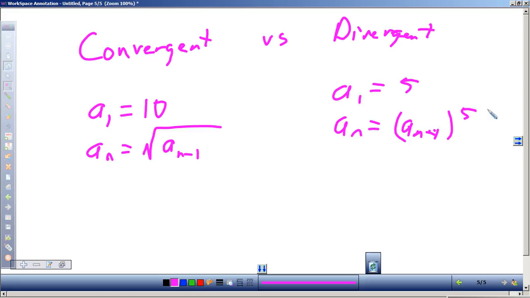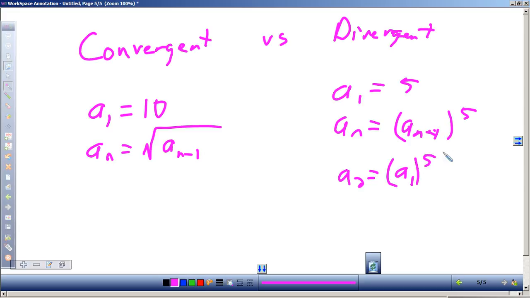If you plug in 1, the second term is 3,125. What would the third term be? 3,125 raised to the 5th, and then that one raised to the 5th. So, does this converge to a certain number or diverge? For the second term, if I plug 2 in, 2 minus 1 is 1, so A2 equals A1 to the 5th.